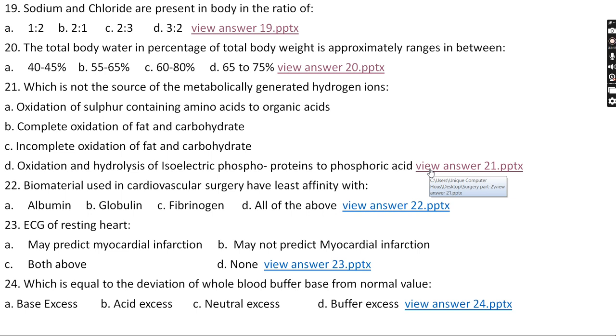Question number 22. Biomaterial used in cardiovascular surgery has least affinity with: option A, albumin; option B, globulin; option C, fibrinogen; or option D, all of the above. The right answer is option A, that is albumin.